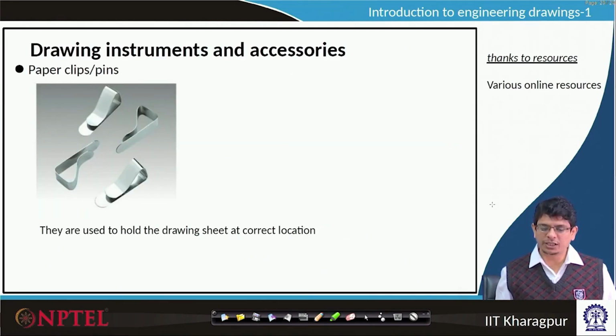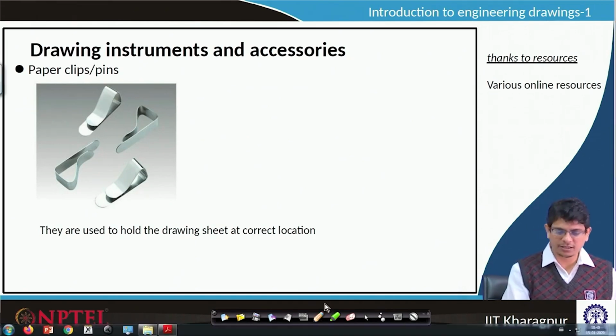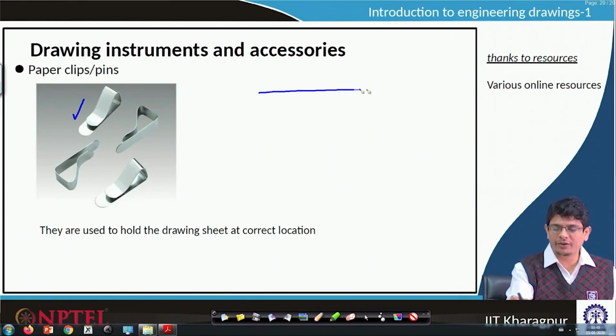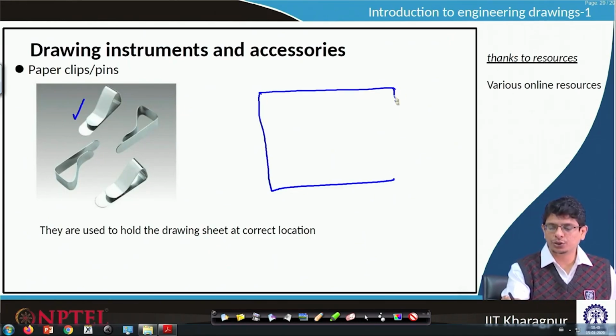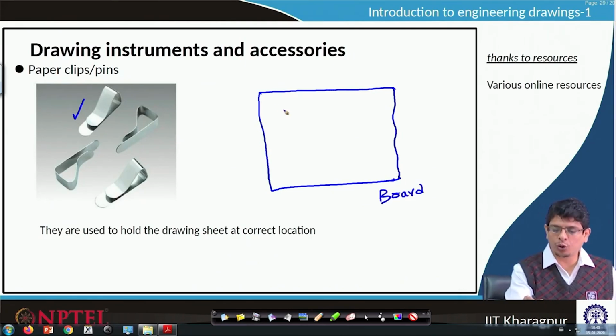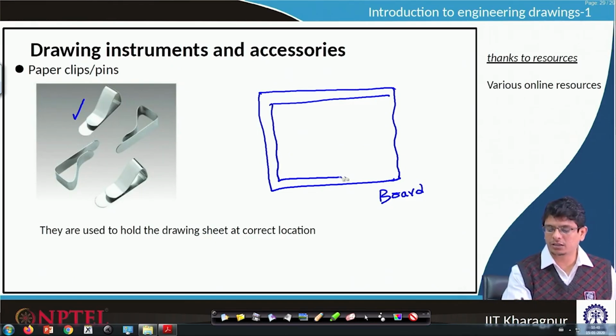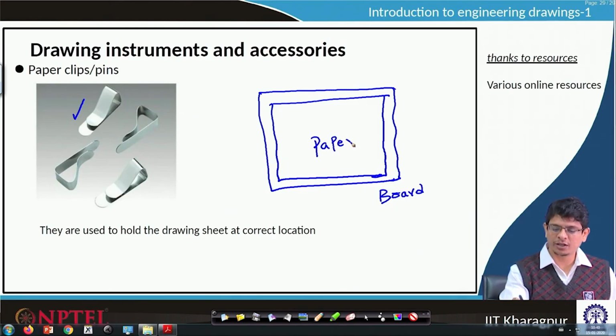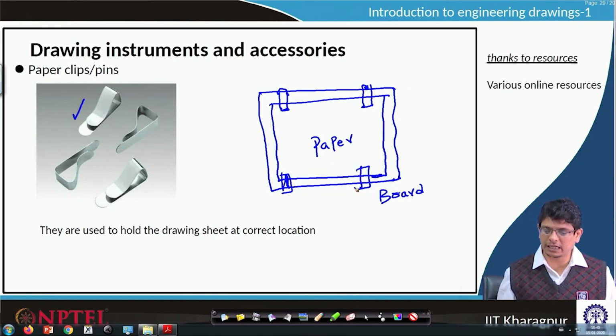The other drawing instruments and accessories are paper clips and pins. So, whenever we have a drawing board, this is the board, we would like to hold the drawing sheet on that drawing board. This is the paper. To hold it, we use this clip arrangement. To hold it tightly, we require these clips. Sometimes people use pins also.